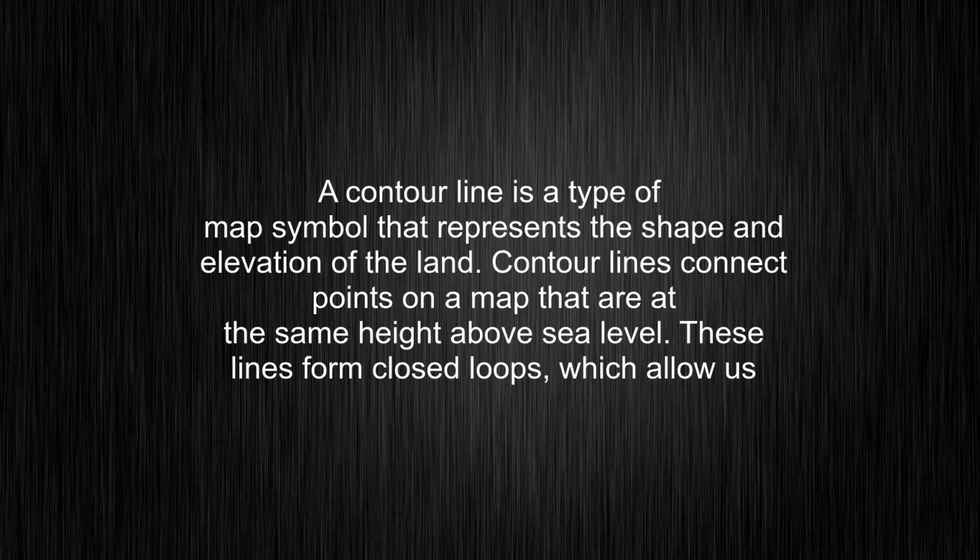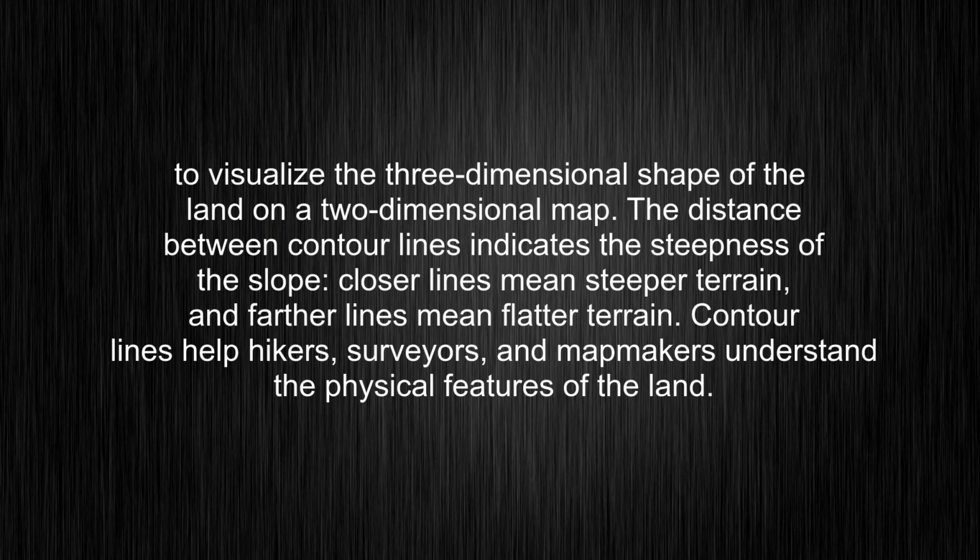A contour line is a type of map symbol that represents the shape and elevation of the land. Contour lines connect points on a map that are at the same height above sea level. These lines form closed loops, which allow us to visualize the three-dimensional shape of the land on a two-dimensional map.